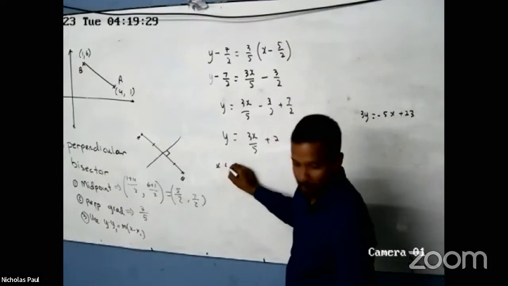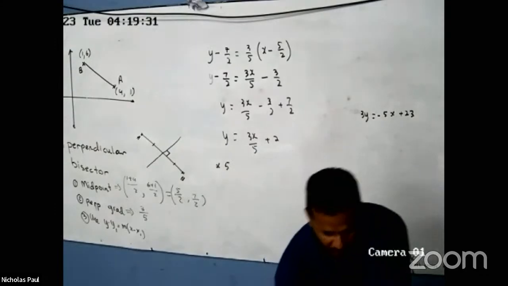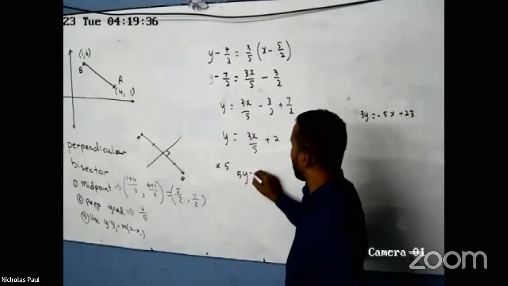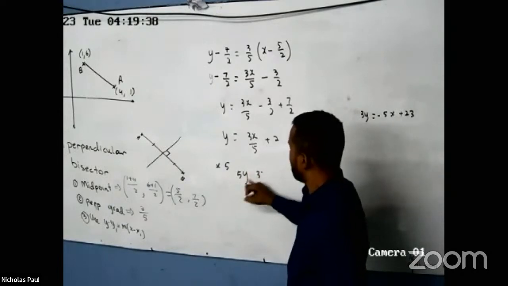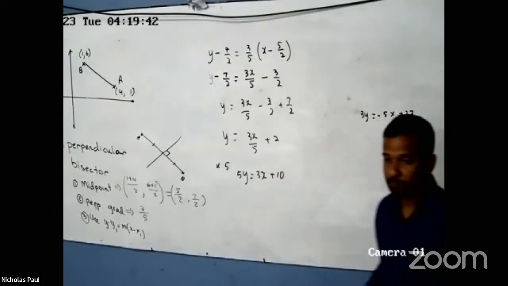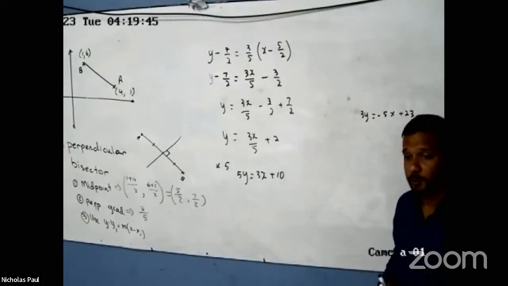Now we can multiply everything by 5, right? And you'll end up with 5y is equal to 3x plus 10. All right, good.